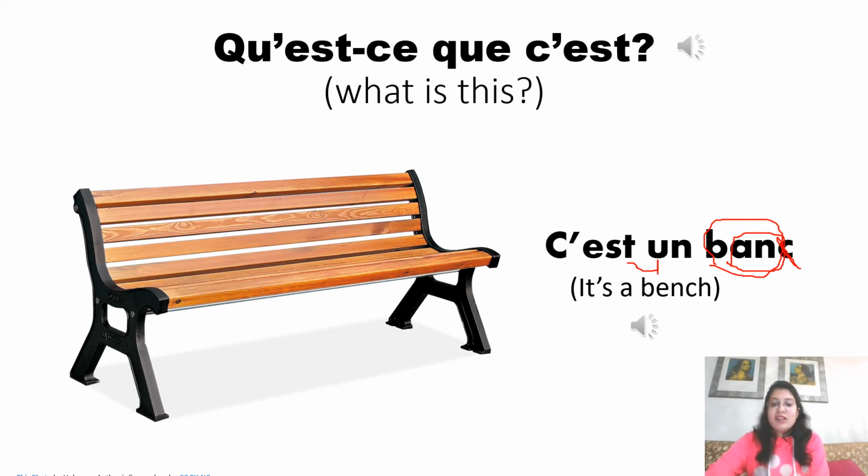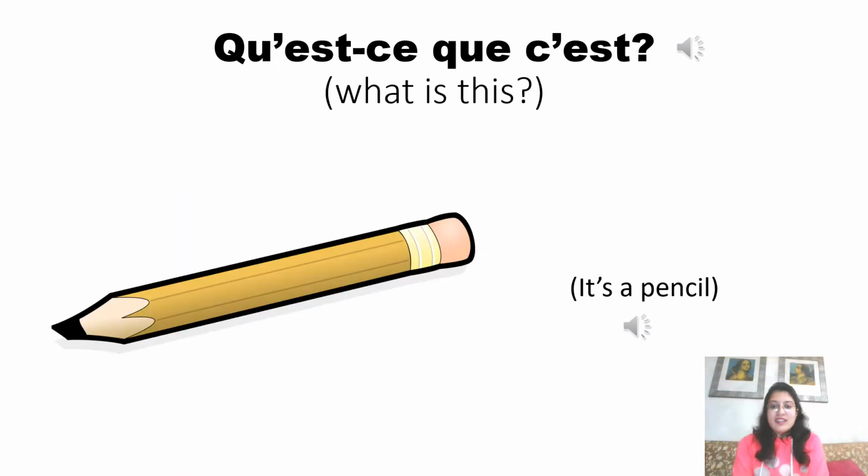C'est un banc. Now listen to the pronunciation of the native French speaker. Qu'est-ce que c'est? Again. Qu'est-ce que c'est? Listen to how she pronounces c'est un banc. C'est un banc. Again. C'est un banc. Qu'est-ce que c'est?